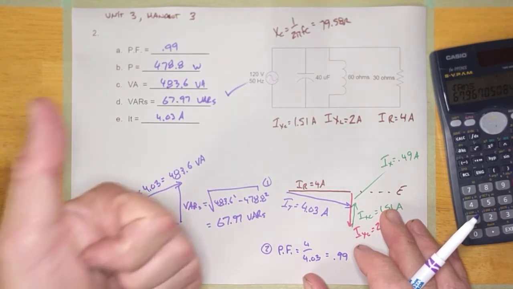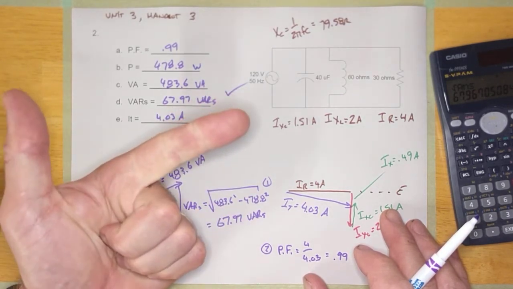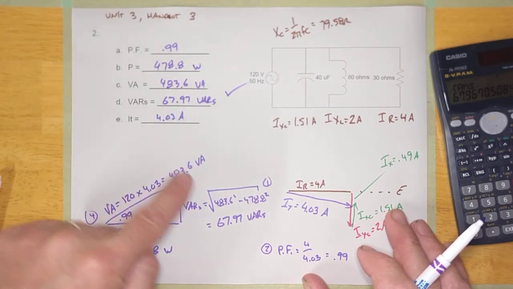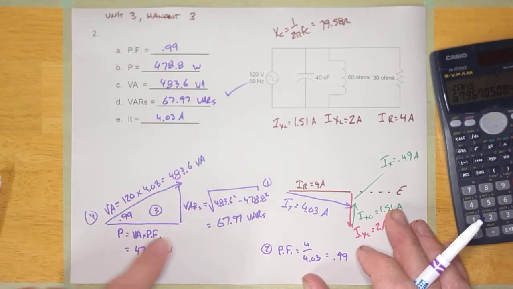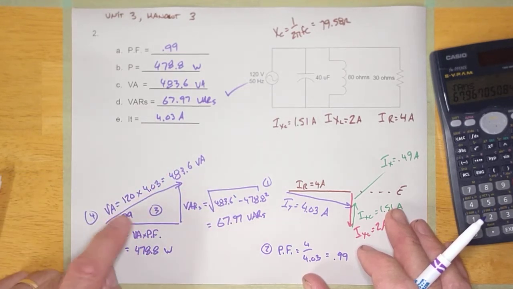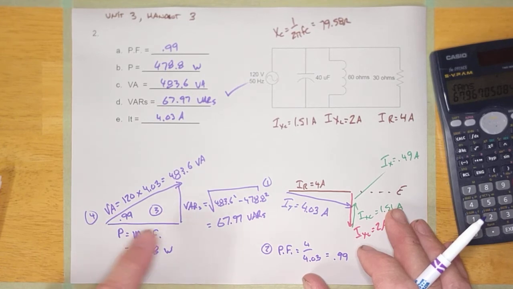Calculate the current, calculate the power factor. Those are your 2 main goals. If you know the current and the power factor, you have enough information to start this phasor diagram, because the current times the voltage is going to be VA. Power factor goes there, and that allows you to calculate this and this.